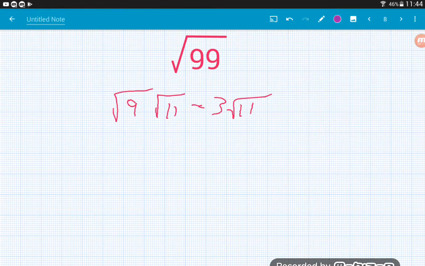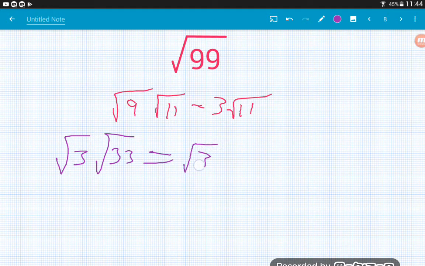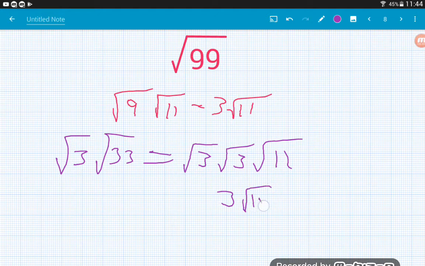Let's say we went down the 33 route, and we said that root 99 was equal to root 3 root 33. Then we can write root 33 as root 3 root 11. So now we've got root 3 root 3 root 11, and root 3 times root 3 is 3. So we're left with 3 root 11.